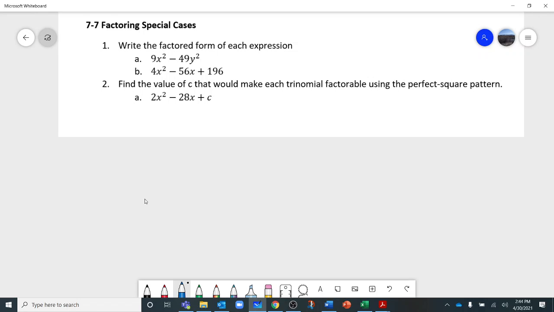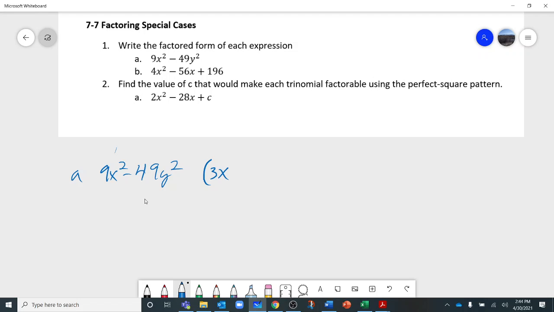All right, so for this one, we're looking at 9x squared minus 49y squared. The special case here is that this is a difference of perfect squares. 9 is a perfect square, x squared is a perfect square, 49 is 7 squared, and y squared is a perfect square. So this is what we call difference of squares, and anytime we have a difference of squares, we take the square root of the first one.